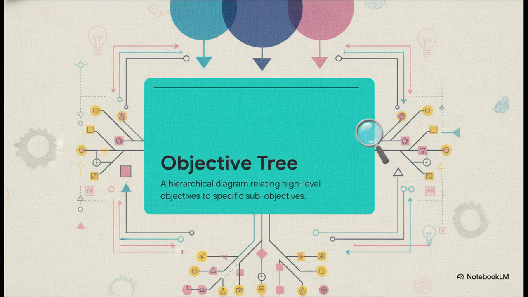The ultimate tool for this translation process is the objective tree, or as we call it, pohon tujuan. Think of this as the master blueprint of your product's purpose. It's basically a hierarchical diagram. It starts with your highest level goals at the very top, the broad reasons the product even exists, and then branches downwards, visually connecting those broad goals to highly specific, actionable, and measurable engineering criteria at the bottom.